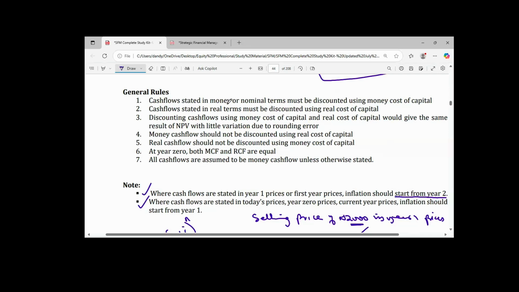So the next thing we want to do now is to discuss the impact of taxation in capital budgeting. Before we move to taxation, let me know if you have any question for me.